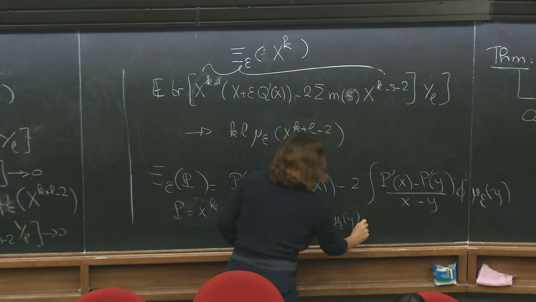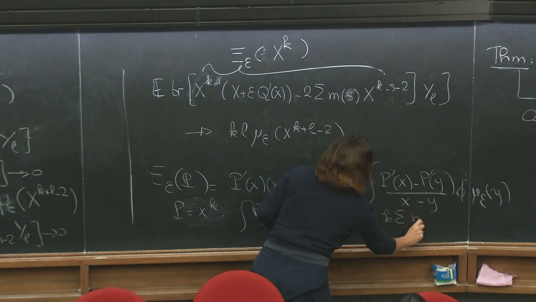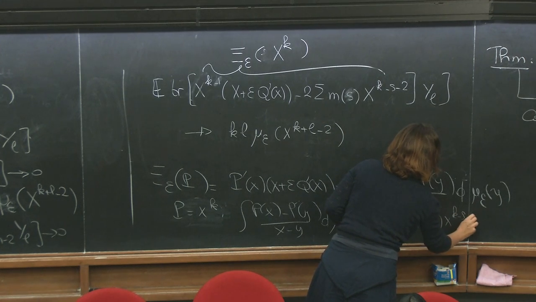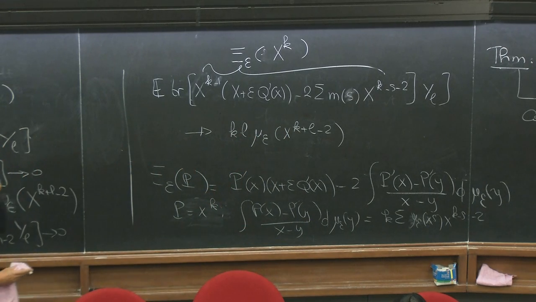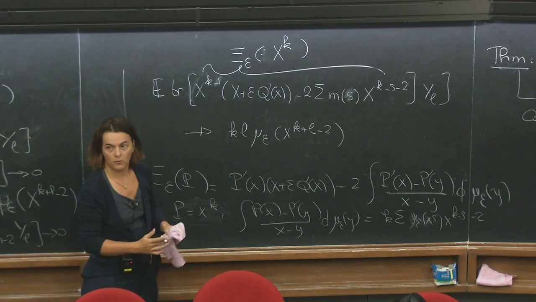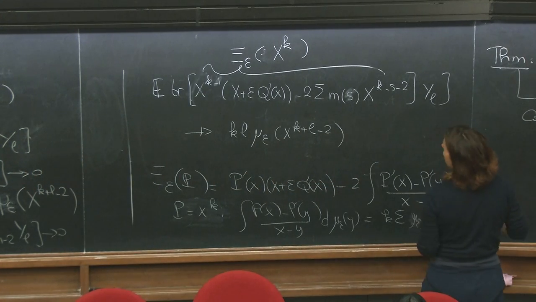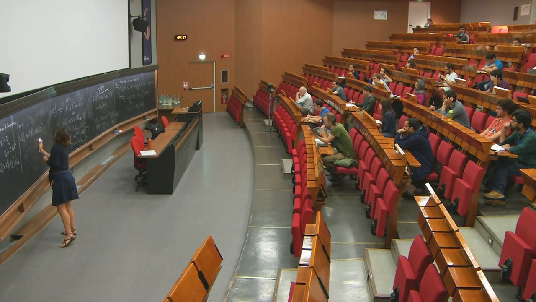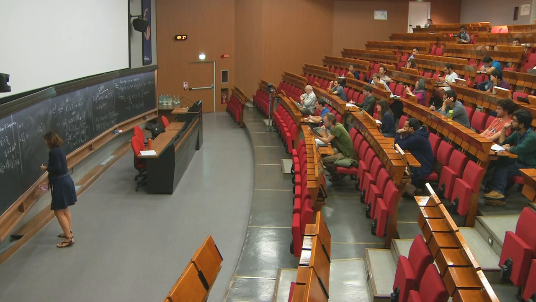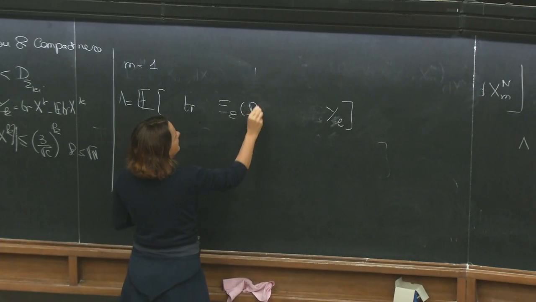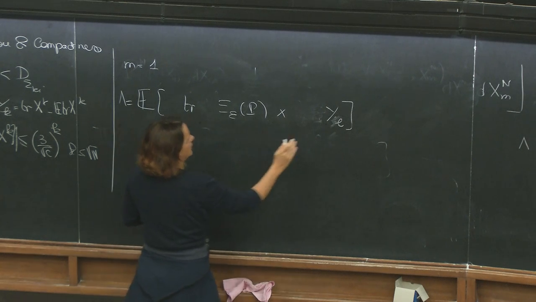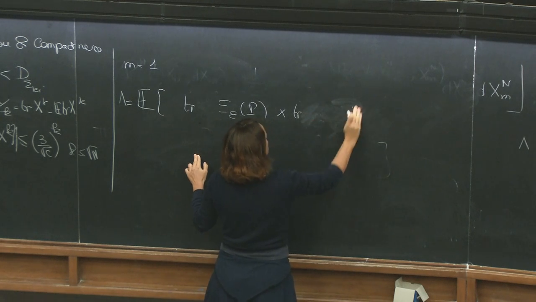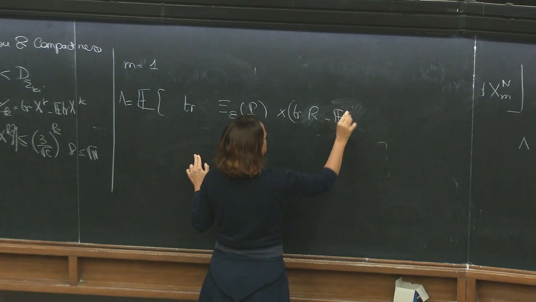So this will just be k times the sum of μ_ε(x^s) x^(k-s-2). Okay, it's just to write it in a more general way. And so what you see I have proven for you is that if I put here the trace of ψ_ε p times y_l, actually I can also put now the trace of some q, not q, r, minus the expectation.